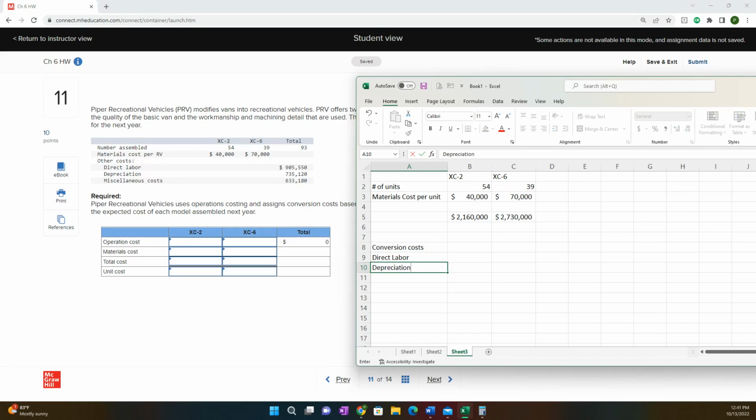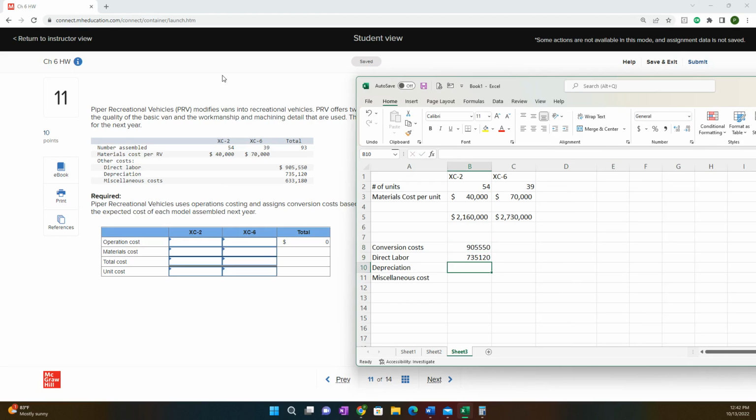Remember that generally speaking, when you buy a piece of machinery, you can't just deduct the purchase price, you have to split out that purchase price among the years that that piece of machinery lasts, or allocate it some other way, maybe per unit produced. But in any event, depreciation is supposed to reflect the use of the machinery. And then they tell us that there's also miscellaneous cost. So direct labor is $905,550. Depreciation is $735,120. And miscellaneous cost is $633,180.